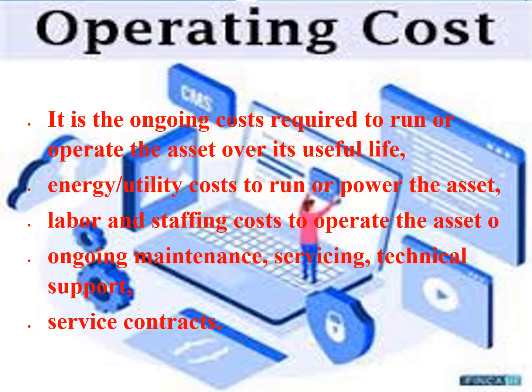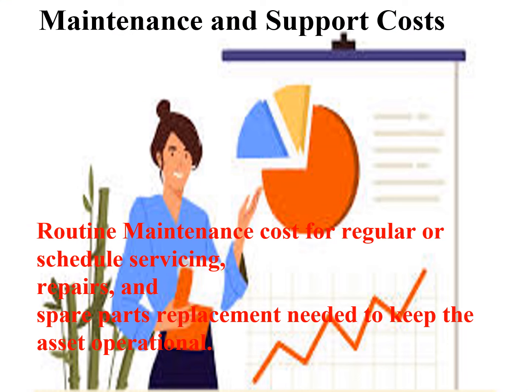The next cost is the operating cost. It is the ongoing cost required to run or operate the assets over its useful lifetime, like energy or utility cost to run or power the assets, labor and staffing cost to operate, and ongoing maintenance, servicing, or technical support, including service contracts. Then comes the maintenance and support cost.